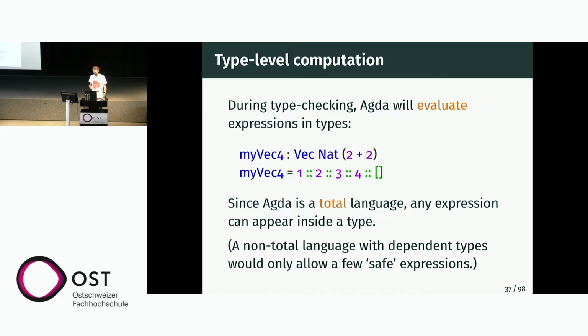And so, I mean, in a non-total language, either you would have to deal with the fact that your type checker can loop, or you would have to restrict the type level language to only allow safe expressions for which you do know termination.